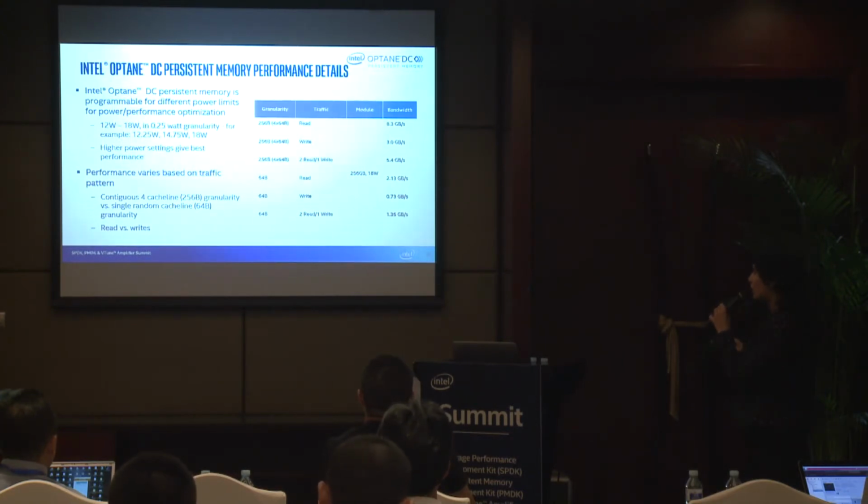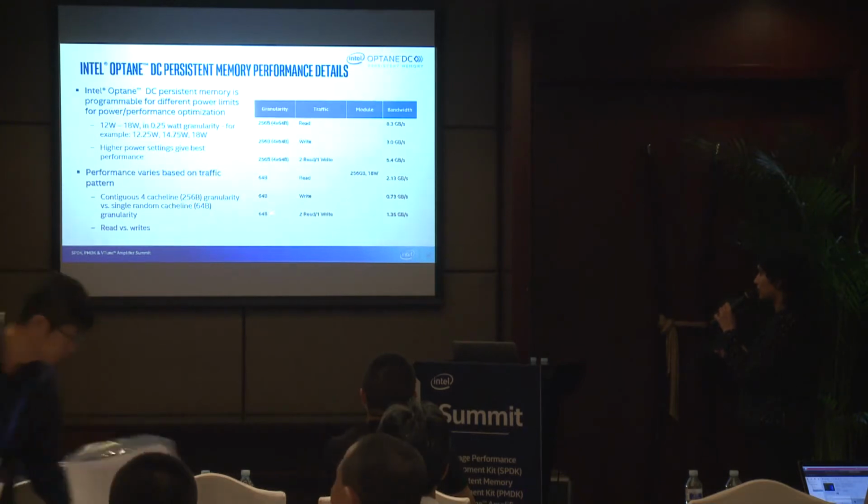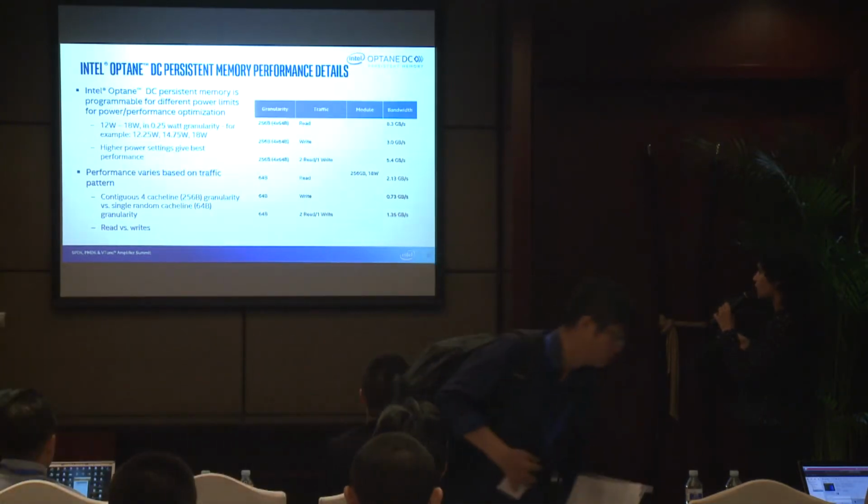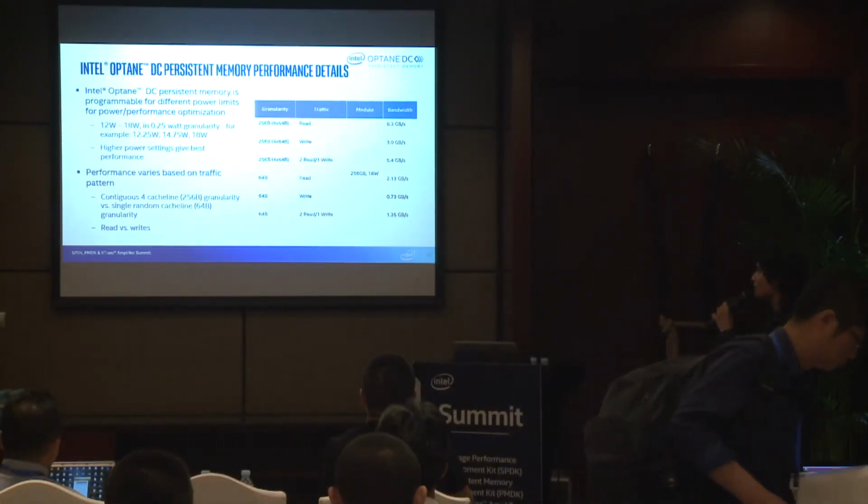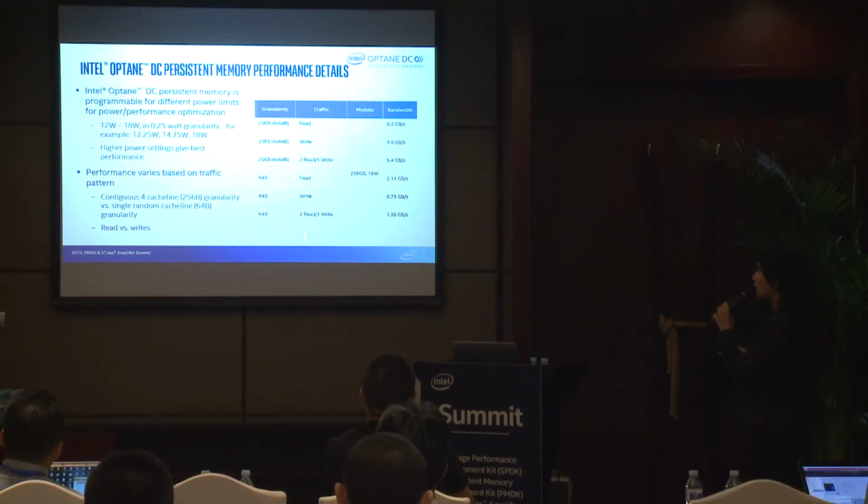So here I've got a granularity of 256 bytes, which is 4 sequential 64-byte accesses, and then we have random 64-byte accesses here. And I also divided the traffic between reads, writes, 2 reads and 1 write as well. So if you have a granularity of 256-byte access, that's how your access patterns are.